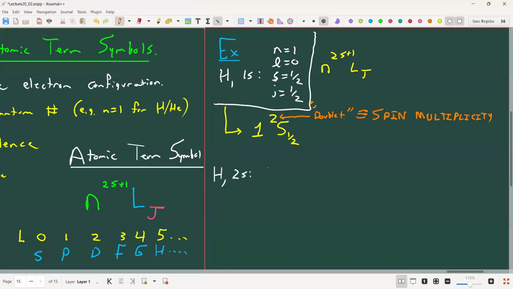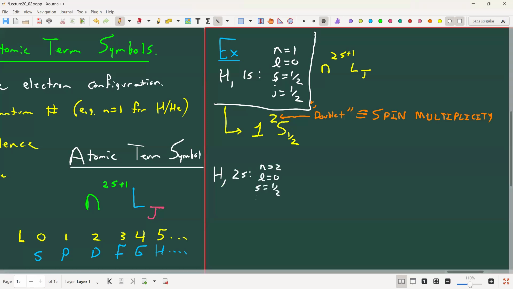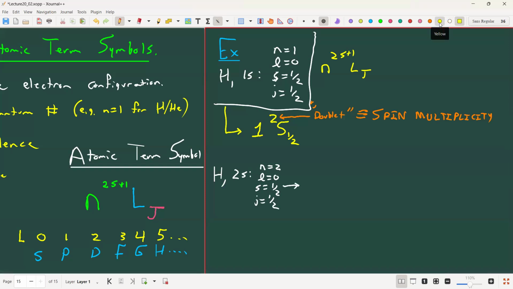All right, let's look at the 2s state. N equals 2, L equals 0, S equals 1/2, and J equals 1/2. And so, again, same analysis. The only thing that's changed between the 2s's is the N number, the principal number. So this is the 2s 1/2 state.